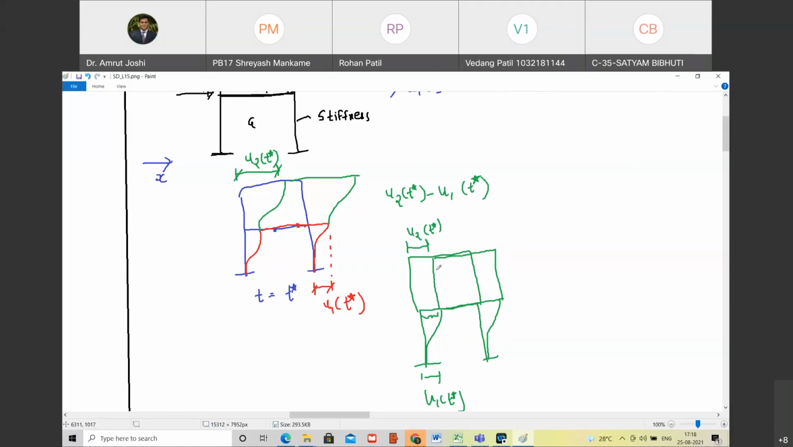But as you can see, this second story or the first story has just translated as it is. Therefore, U2 of t star and U1 of t star are going to be same. Do you agree with me? Yes, sir. Now, therefore, the column will remain straight. Do you agree with me? Yes, sir. The moment column remains straight, why will there be any stress and strain induced in it? It is like a car moving from one place to another. Are you with me?